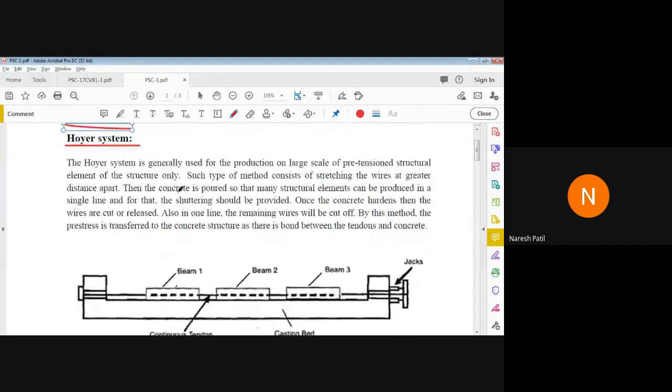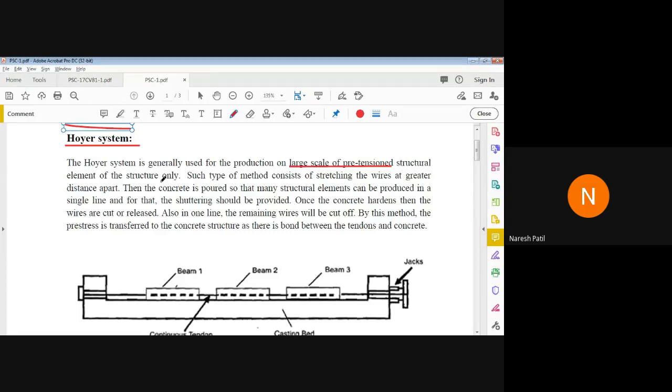The Hoyer system is generally used for production of large scale pre-tension structural elements. Large scale means the production of pre-tension precast beams or sleepers. These requirements will be on a large scale, so this system is adopted when the requirement on site is for large scale.